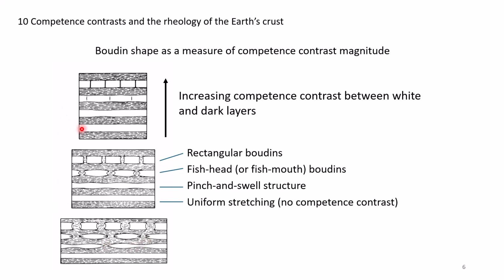The layer at the bottom, which has the same mechanical properties as the incompetent host layers, just uniformly stretches because there is no competence contrast between this layer and the hosting darker layers. Accordingly, we can use the shape of boudins and of pinch and swell structures to give a semi-quantitative estimate of the amount of competence contrast between the competent and the less competent layers.